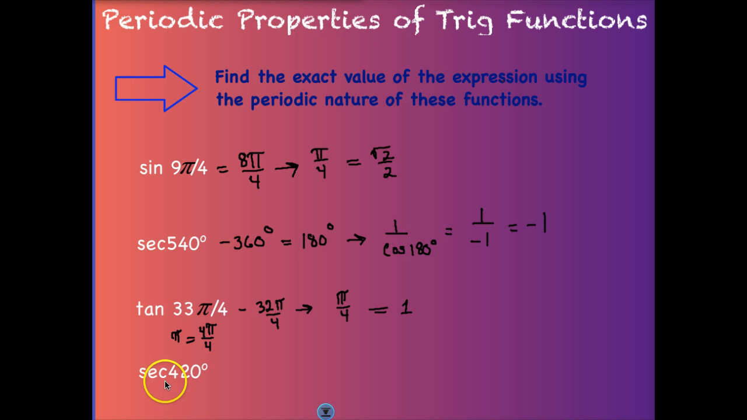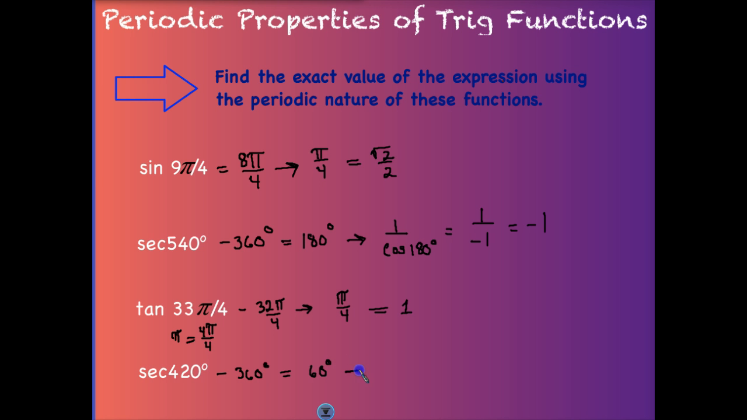Let's look at our final example. If you'd like to pause the video and try this one on your own, go ahead. Okay, the secant of 420. Well, secant is a reciprocal function, again, for cosine. So we're going to pull out of this an entire period, which is 360 degrees. What do we have left? We have 60 degrees. We're trying to find the secant then of 60 degrees.